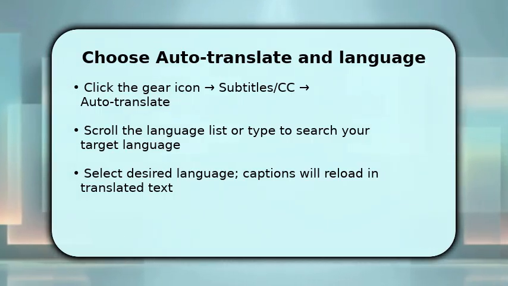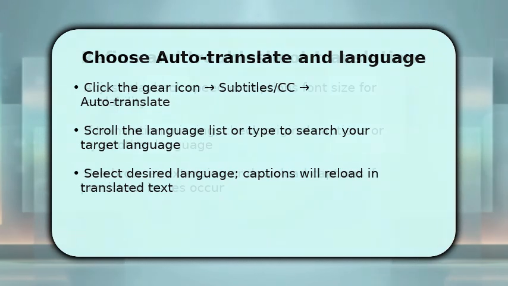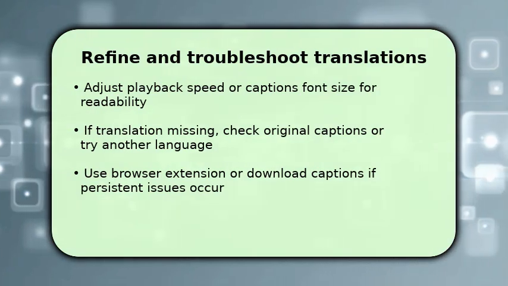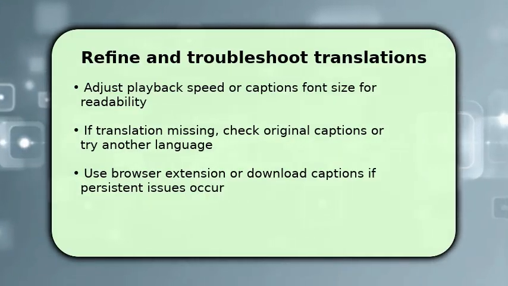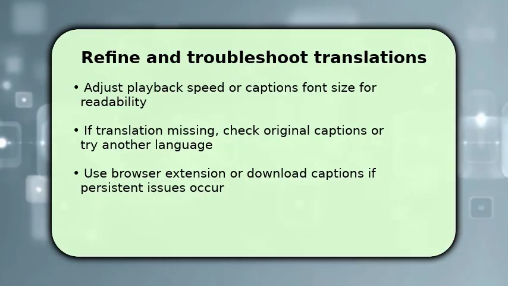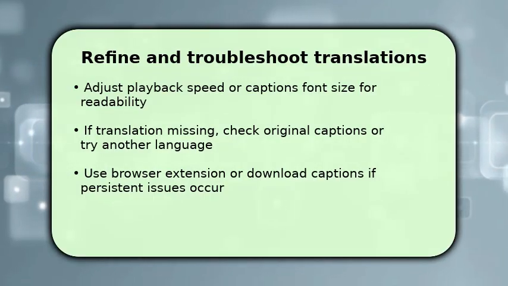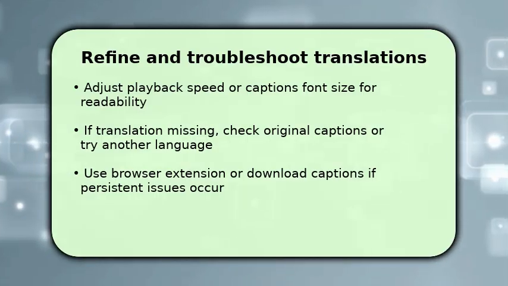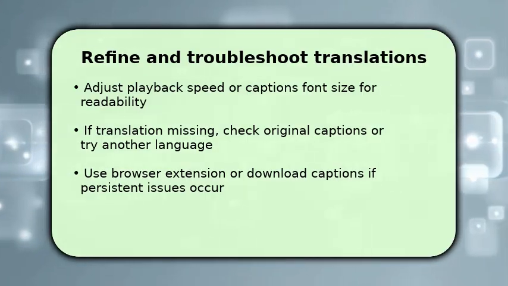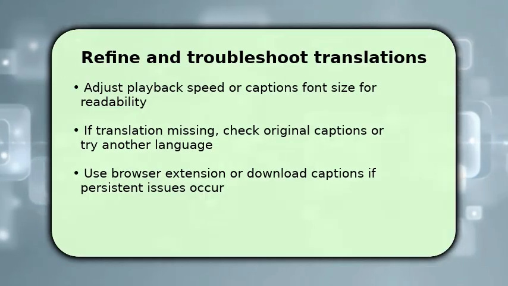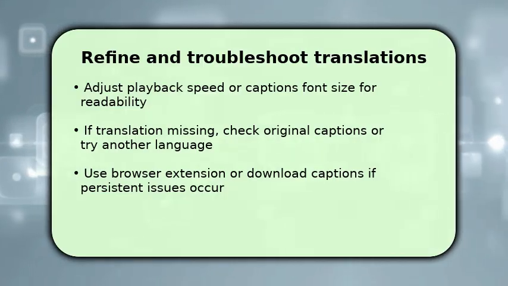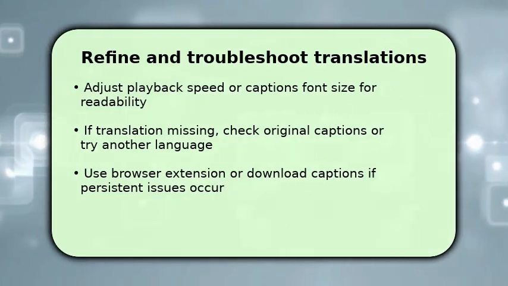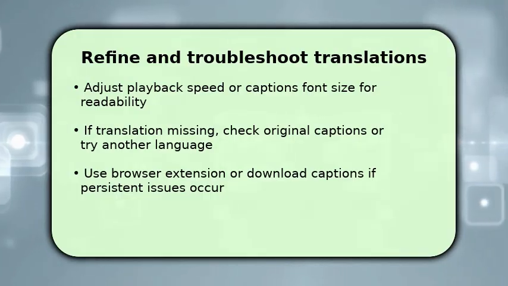Finally, refine readability by adjusting caption size or playback speed, because faster speech can drop words and confuse translation. If Auto Translate isn't available or looks wrong, switch to the original caption language to confirm accuracy, then try a different target language or re-enable captions. As a tip, if translations fail repeatedly, download the captions or use a browser extension to access Google Translate directly. This helps when YouTube's auto system fails.